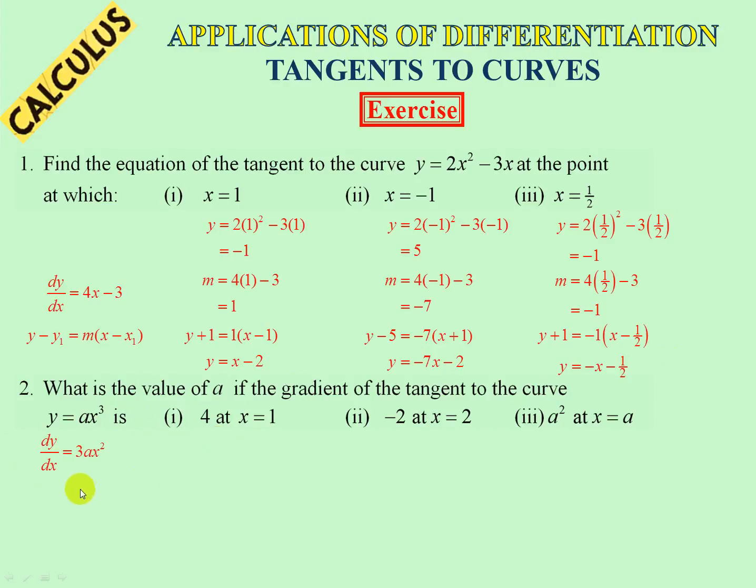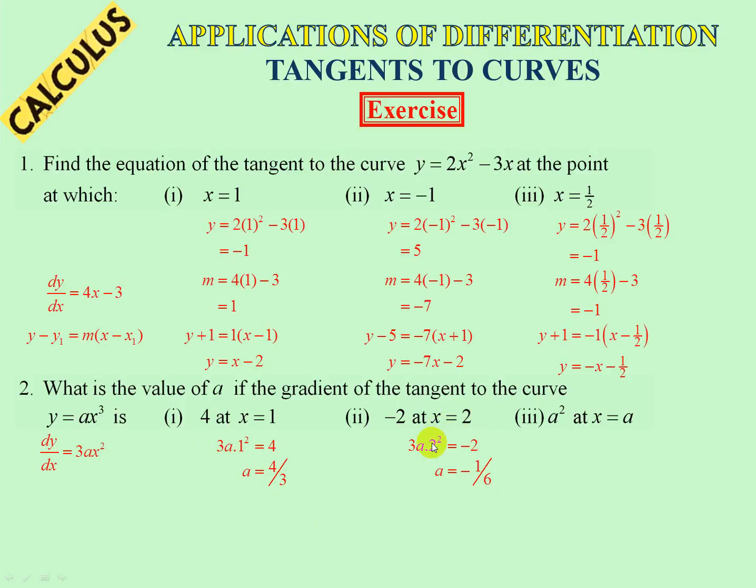So there's the derivative, dy by dx equals 3ax squared. I'll put it there because we need it in all 3. I don't want to have to keep redoing it. There we are. 3a times 1 squared, 3ax squared equals 4, so 3a equals 4, and a is 4 over 3.